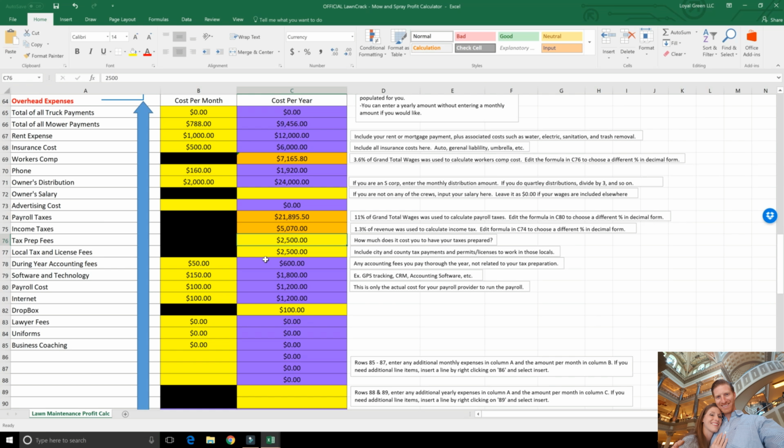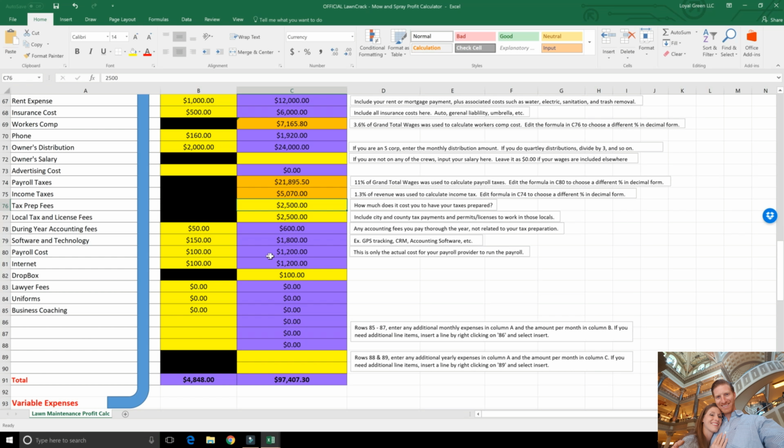I do own several businesses, and that has my personal tax returns included in there. Local taxes and fees, roughly $2,500. We work in Kentucky, three counties and several cities, so that's what it adds up to, roughly. Year-end accounting fees: I like to stay in touch with my CPA and make sure everything's going good, so I end up paying them about $600 a year for just stopping in for a couple hours here and there.